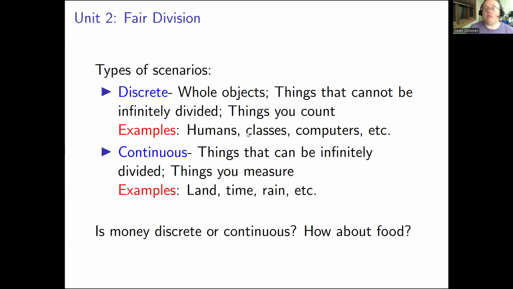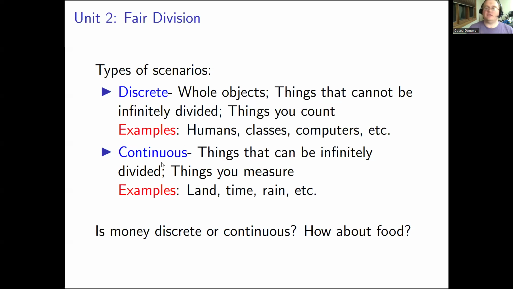But things like how many classes you're taking, how many computers there are in the room, these are things that we can count, but these are things that cannot be infinitely divided. So if I'm trying to apportion representatives to different states, if I'm trying to figure out how to divide up classes into different classrooms, I'm probably not going to be referring to halves of these things or decimals. These are whole numbers. Whereas a different sort of thing that we could divide might be a continuous thing.